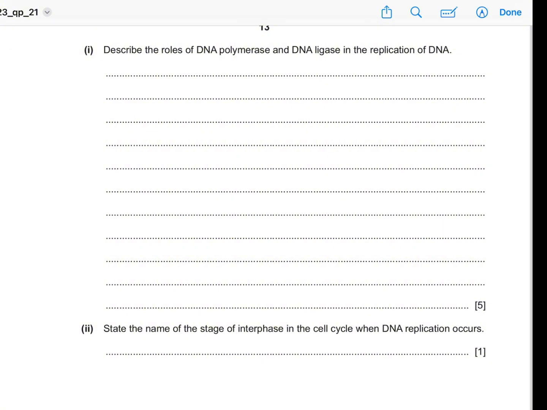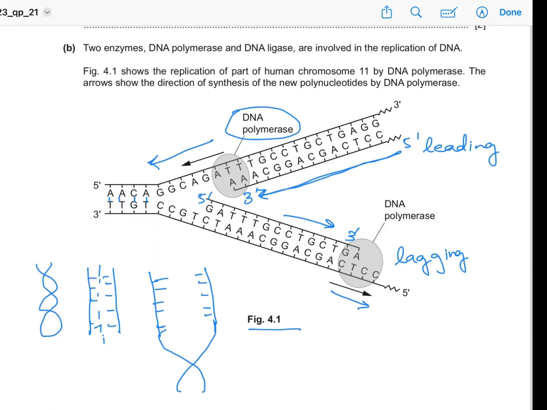Part 1. Describe roles of DNA polymerase and DNA ligase in the replication of DNA. DNA polymerase can only build new strand in the 5' to 3' direction. Now, there is a difference between the construction of leading and lagging strand. DNA polymerase is able to continuously build up the leading strand by adding new nucleotides to the 3' end over here. However, for the lagging strand, that is not possible.